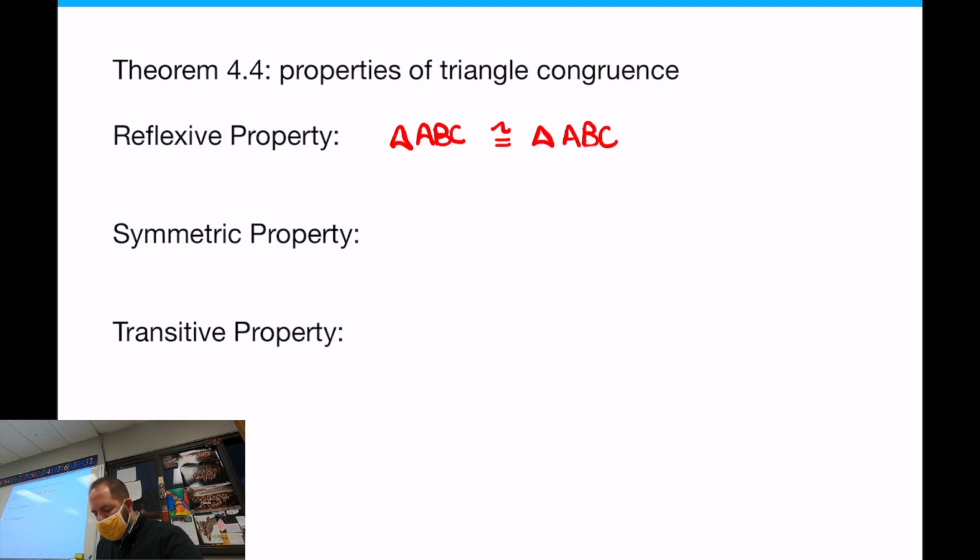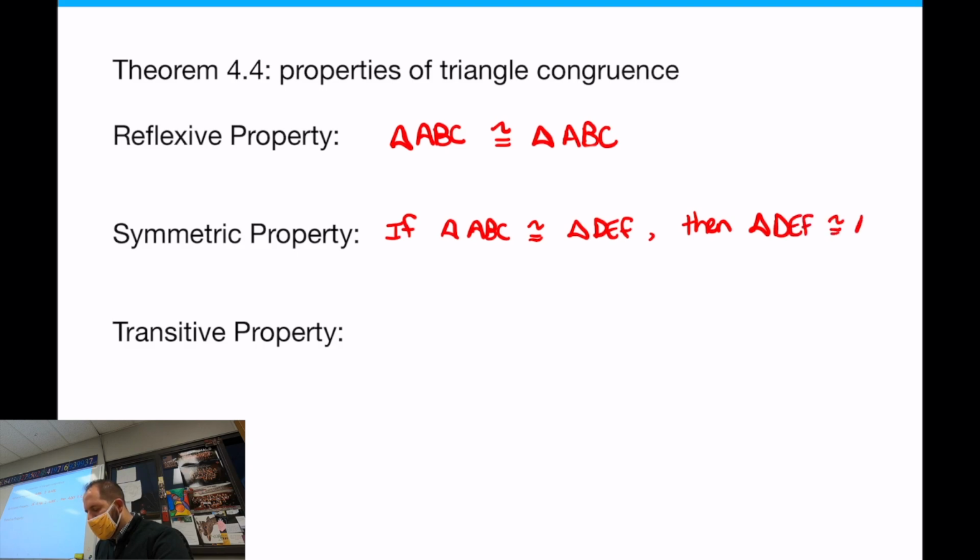So if triangle ABC is congruent to triangle DEF, then you can flip the thing around. Triangle DEF is congruent to triangle ABC. You can flip the equation around. You can interchange the two on that congruency symbol. They can interchange. That's symmetric.